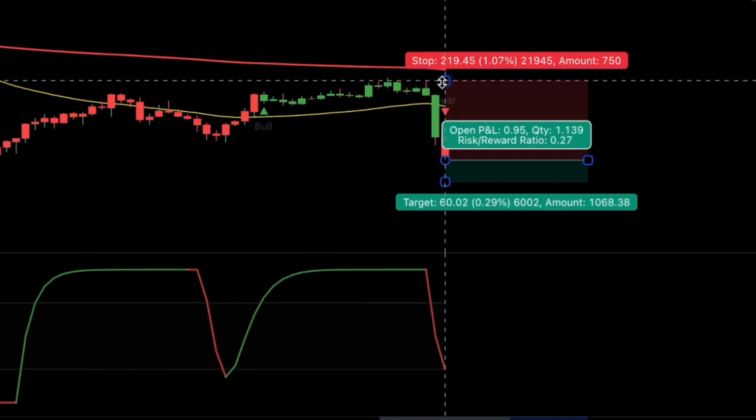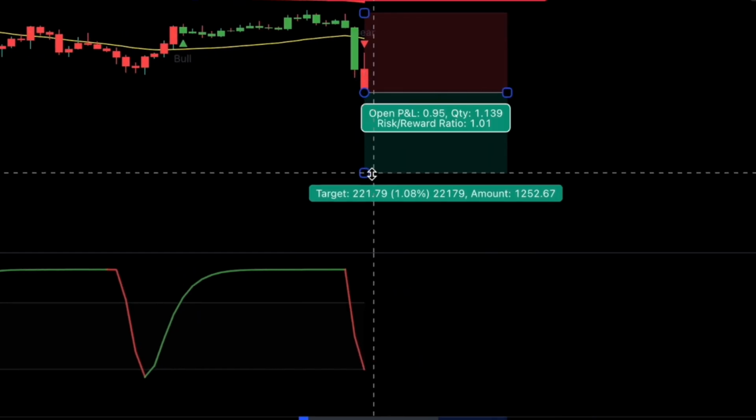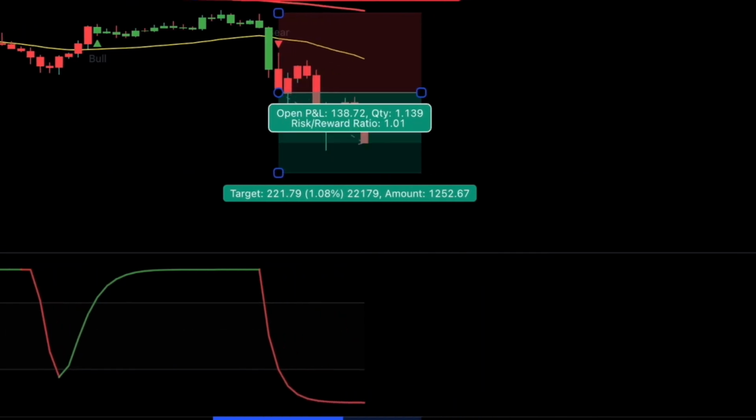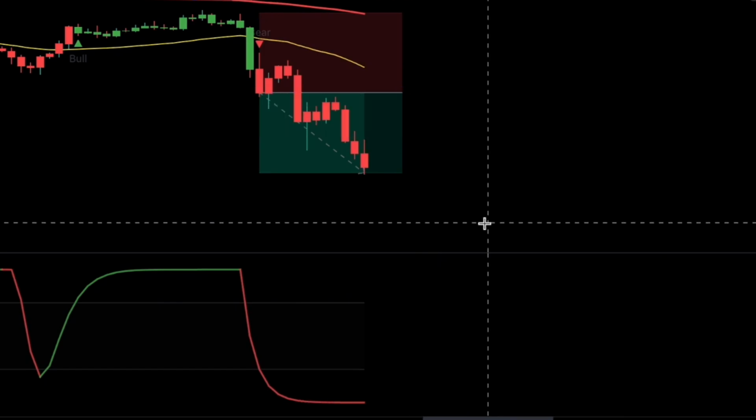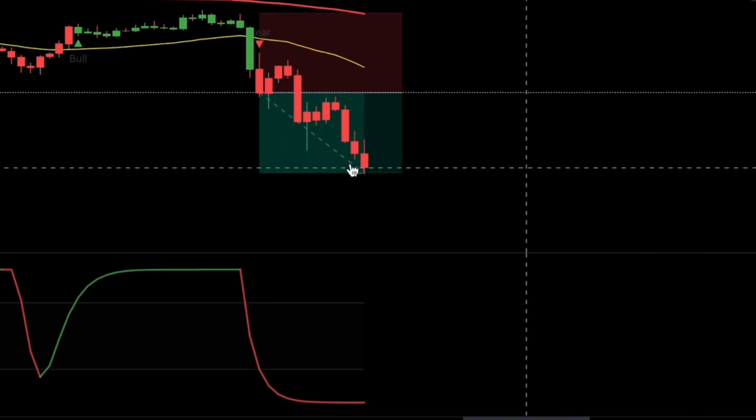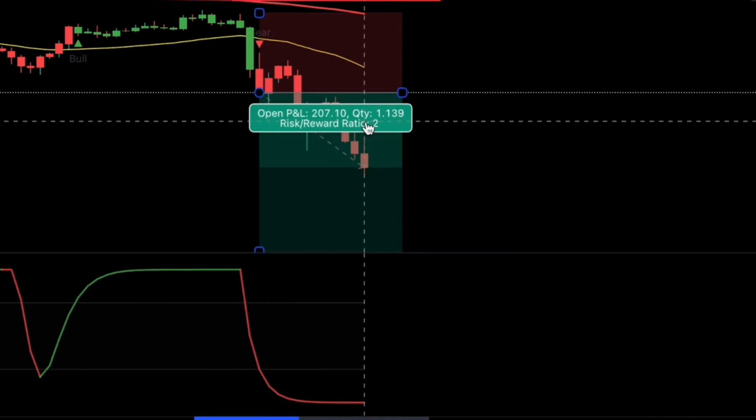Pay close attention to this money management strategy. When the price action reaches your first target set at 1-to-1 risk reward, move your stop loss to break even. If the price action reaches your second target set at 2-to-1 risk reward, move your stop loss to the first target. Continue this process, moving your stop loss to the previous target each time a new target is reached.